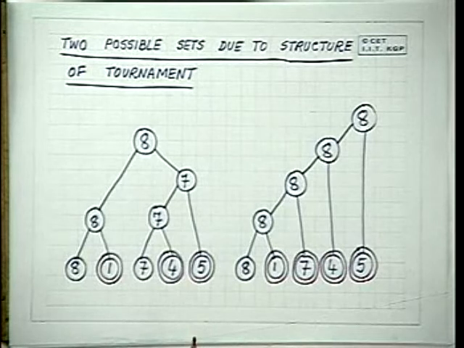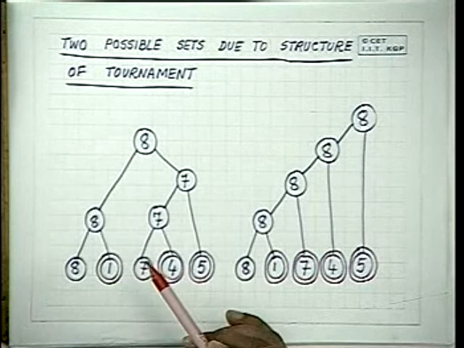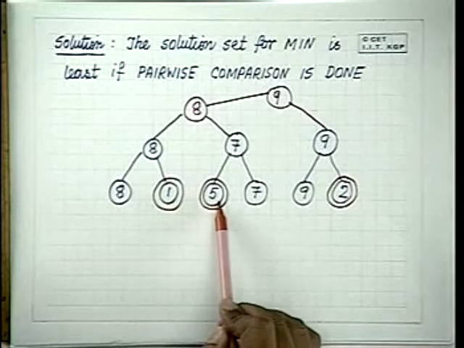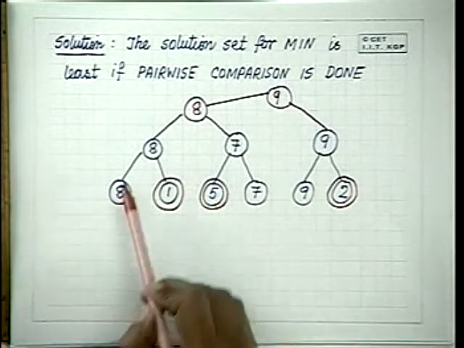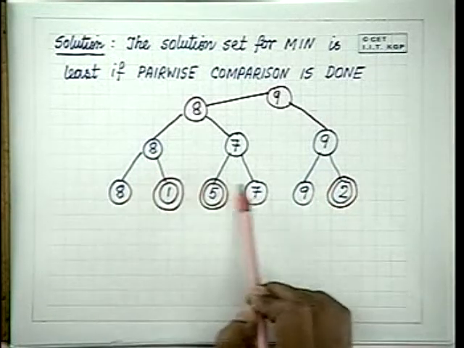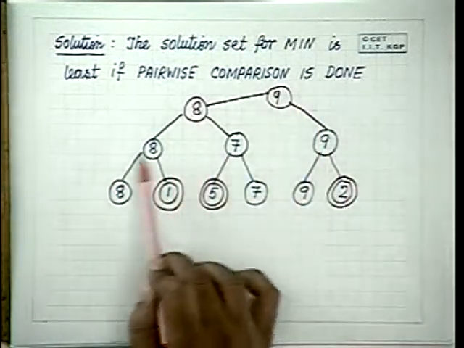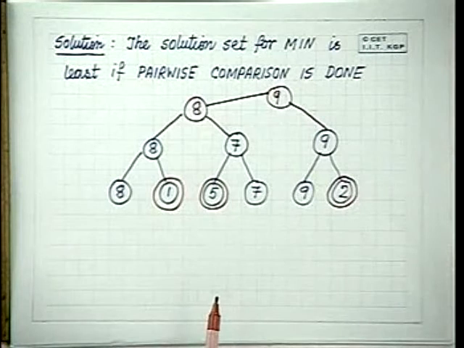So you make them play pairwise, and once they play pairwise, you declare the winners and the losers. And among the winners you can find the maximum, and among the losers you can find the minimum. Let's see. Suppose we have 8, 1, 5, 7, 9 and 2. We compare them pairwise. The winners are 8 here, 7 here and 9 here. And these are used to declare the winner and continue the tournament this side.